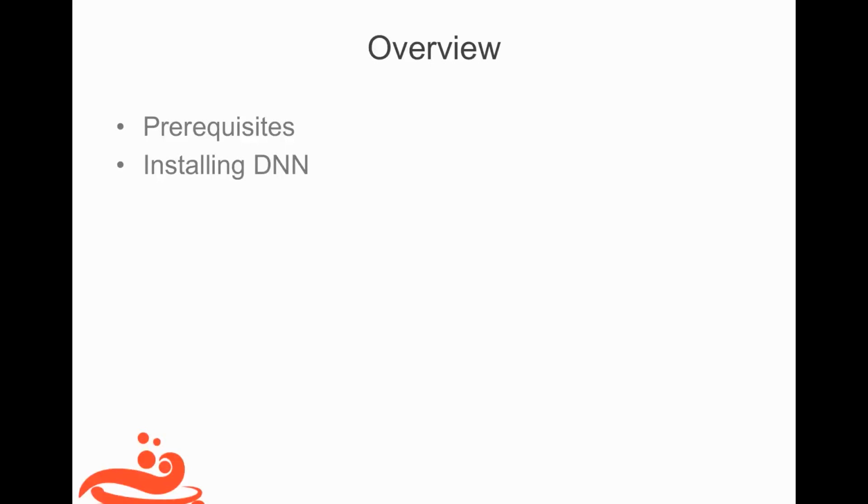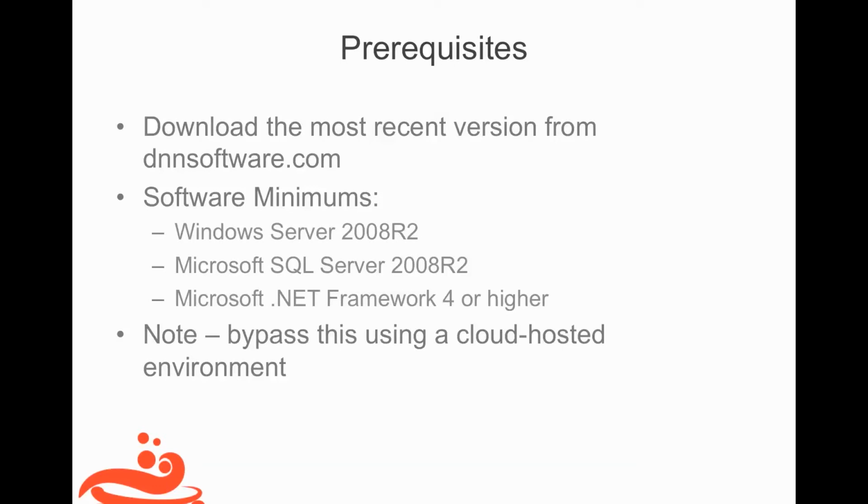I'm going to try to keep this as short as possible. First, you need to download the most recent version of DNN from dnnsoftware.com. You need a setup that has either Windows Server 2008 R2 or higher, or if you're working in your local development environment, Windows 7 or higher. You need Microsoft SQL Server 2008 R2 or higher, and you need the Microsoft .NET Framework 4.